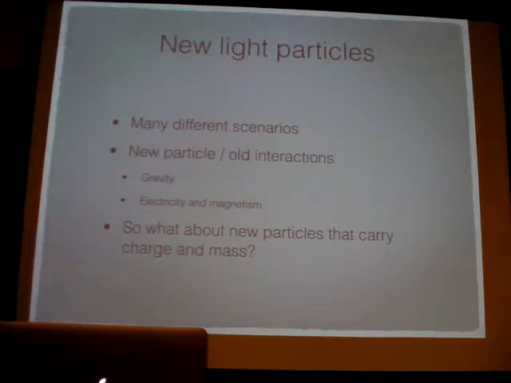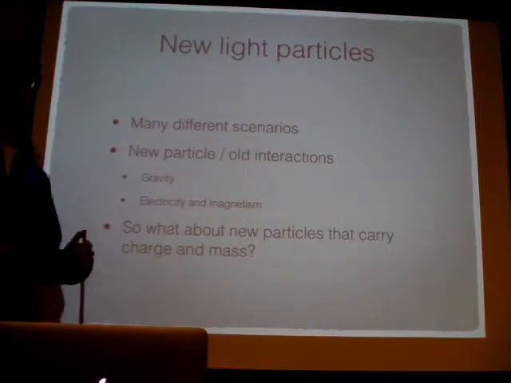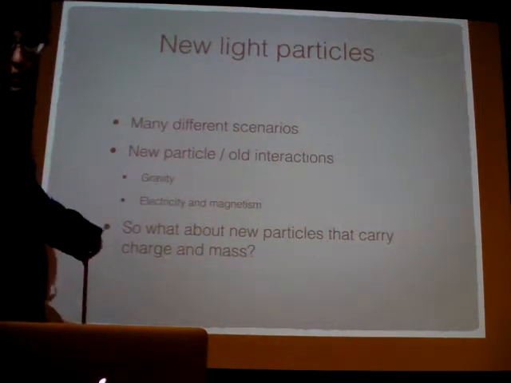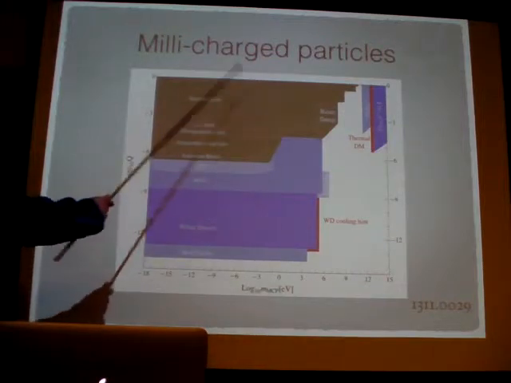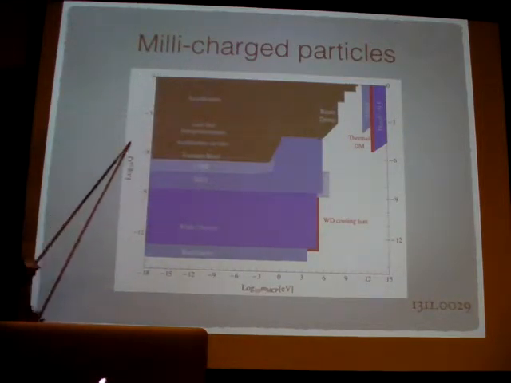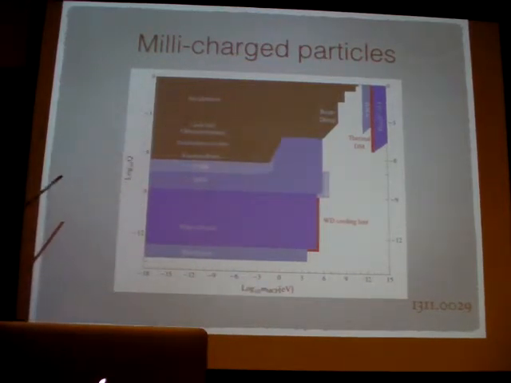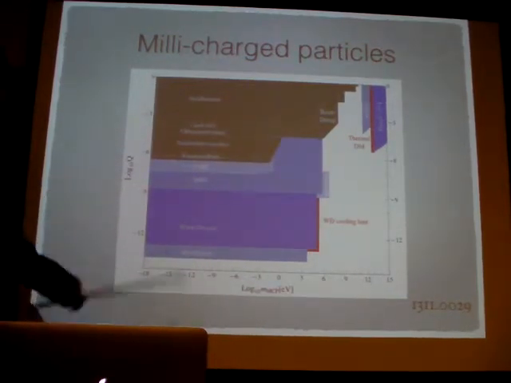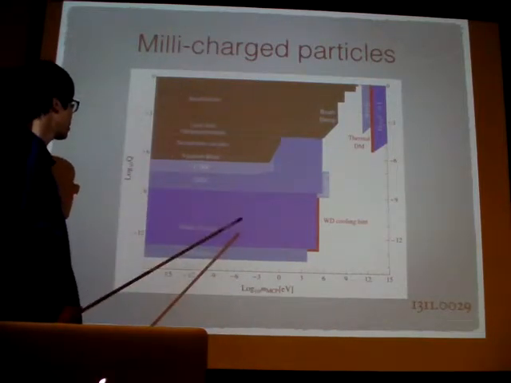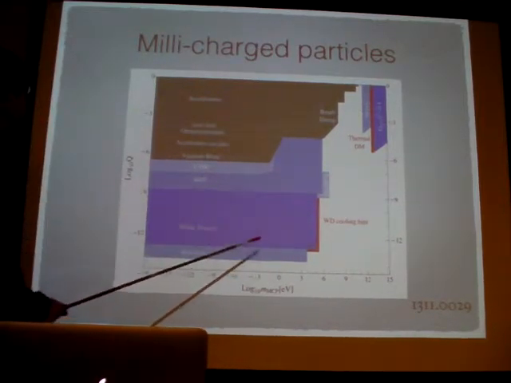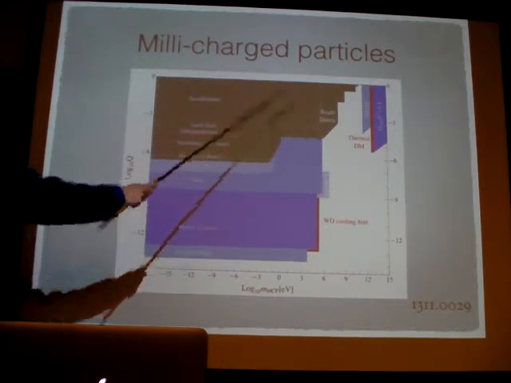And so I'm going to be focusing on a new particle with old interactions. Well, it definitely couples to gravity. What about E and M? What about new particles that carry charge and mass? You mention this to particle physicists, and they'll flash some plot like this and say, well, here's the charge, here's the mass. We have some huge constraints on milli-charged particles. You can see the stuff I mentioned here, like red giants, supernova, various accelerators and beam dumps and whatnot.